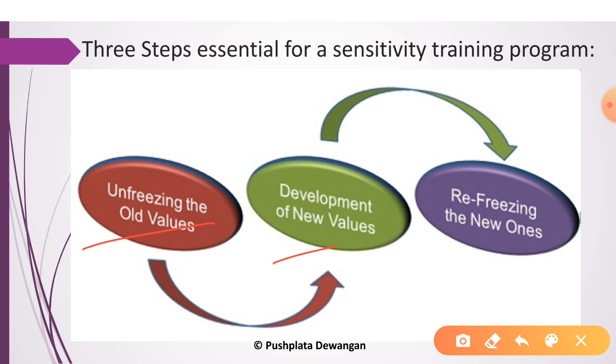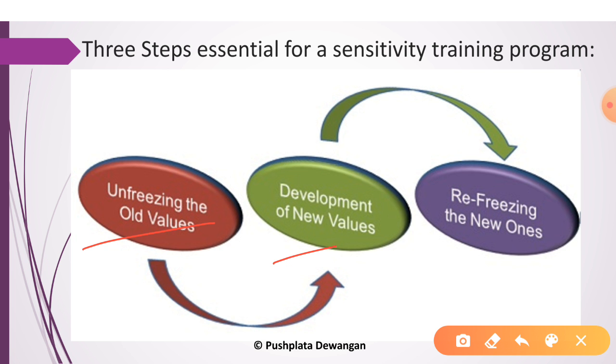The second one is the development of new values. Once the members are allowed to speak freely, the behavior of each other can be determined easily through the interactions in the form of feedback. Thus, at this stage, the members start developing values or beliefs about each other, replacing the old ones with new ones.